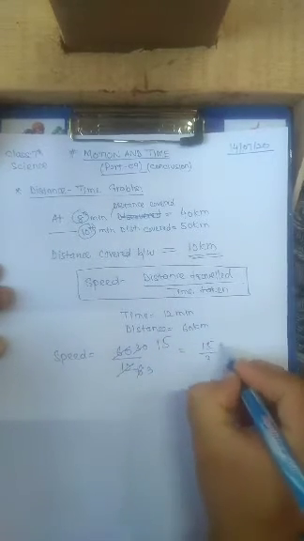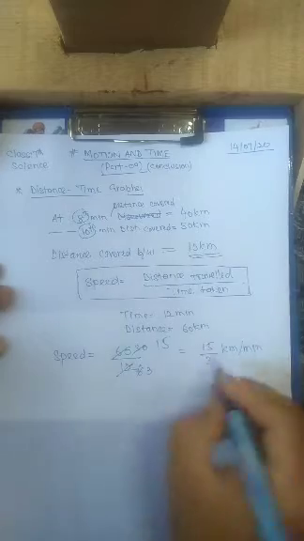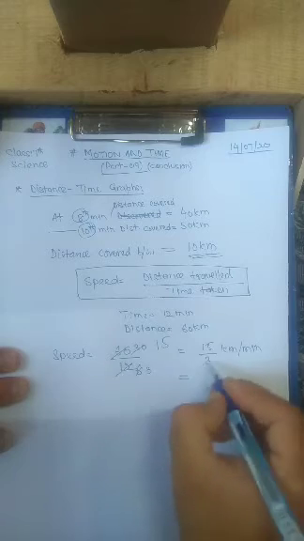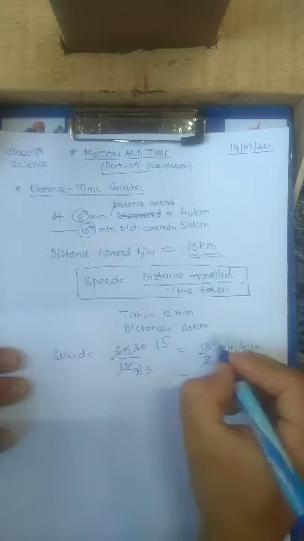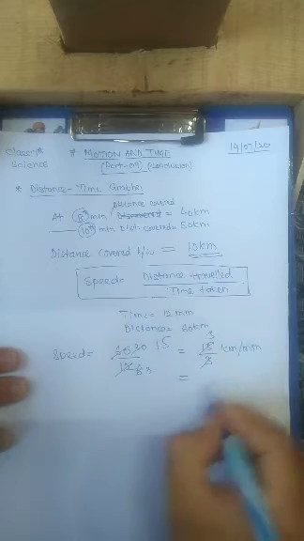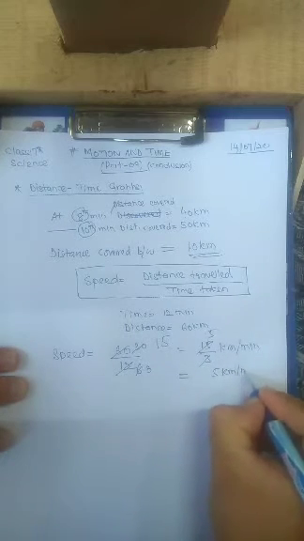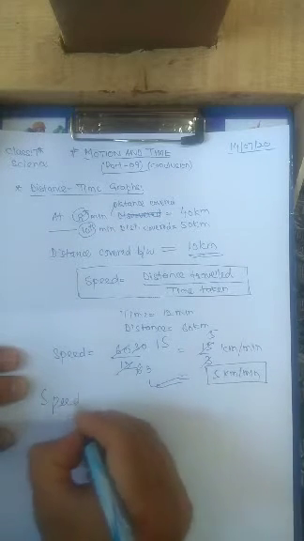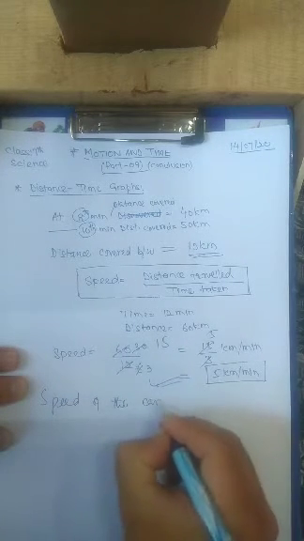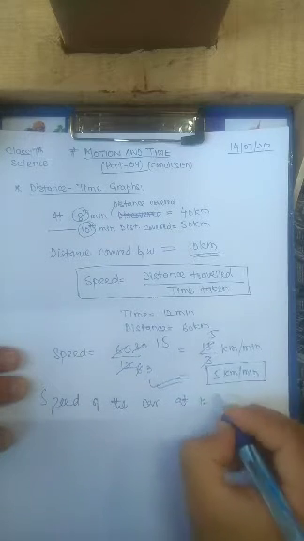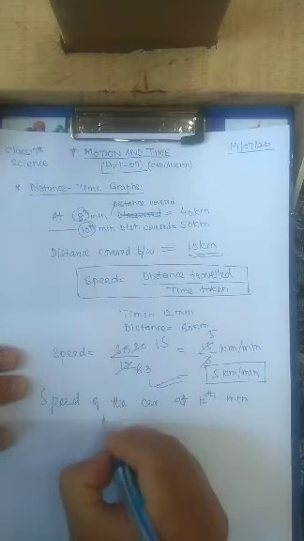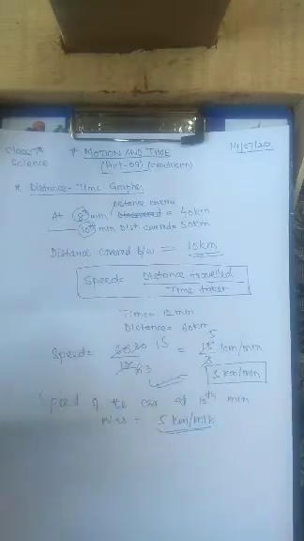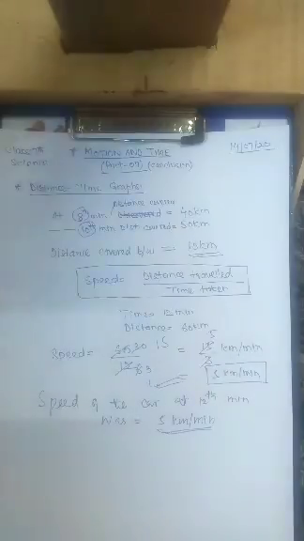So 15 by 3 kilometers per minute. Or you can simplify it more, that's 5 kilometers per minute. So the speed of the car at the 12th minute was 5 kilometers per minute. So you can also calculate speed from this graph.